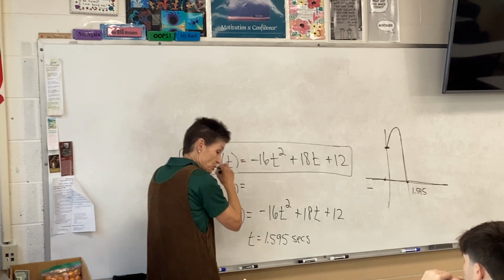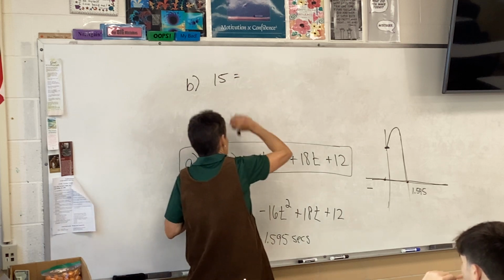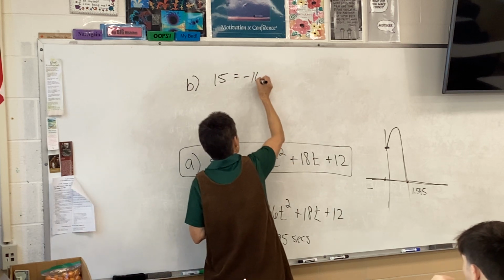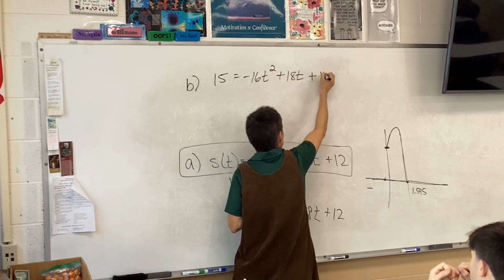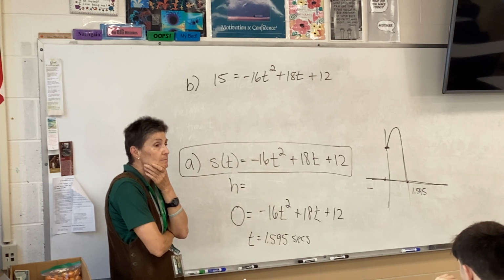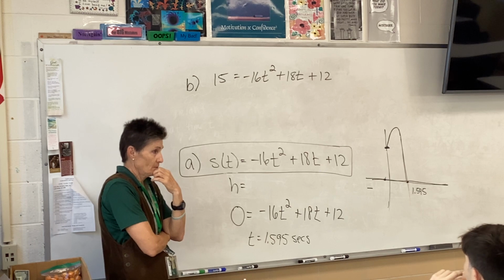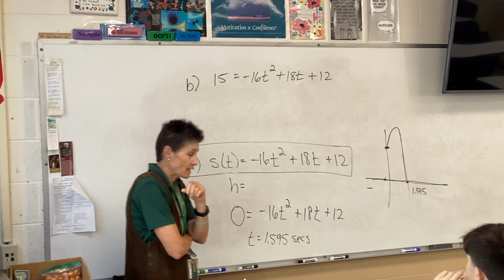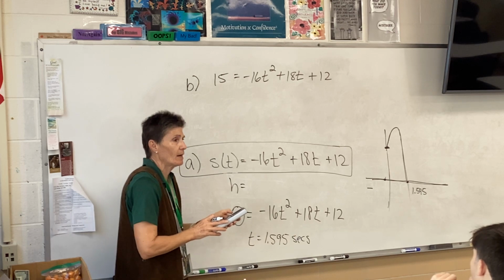So for question B, I'm going to have 15 equals negative 16t squared plus 18t plus 12. Now be careful. Some of you are typing already, and that's fine. What are you typing? What are you putting into your calculator?